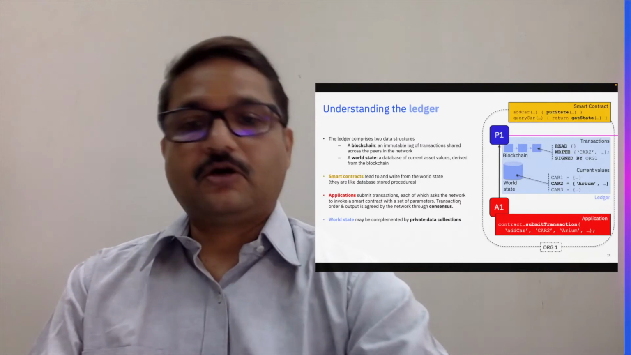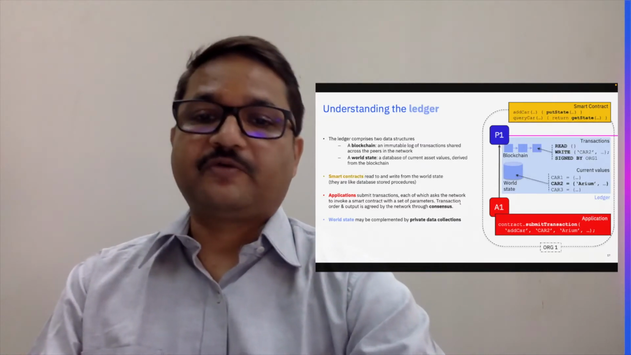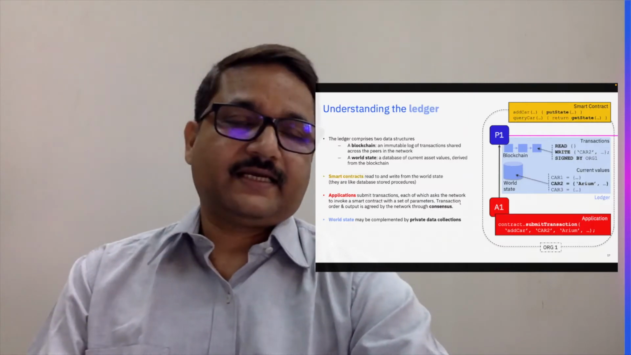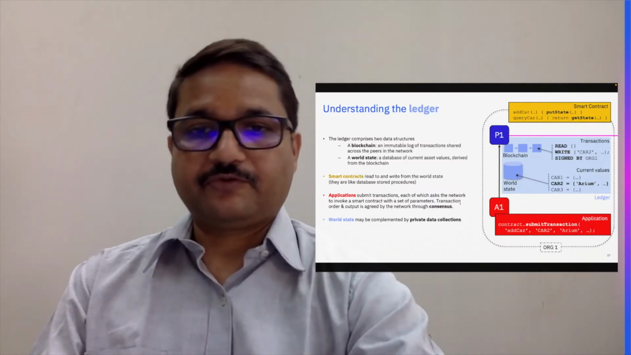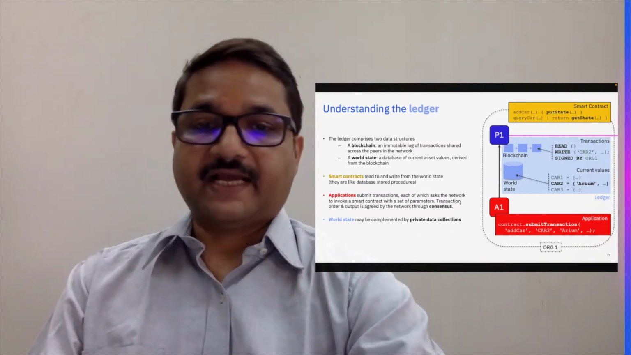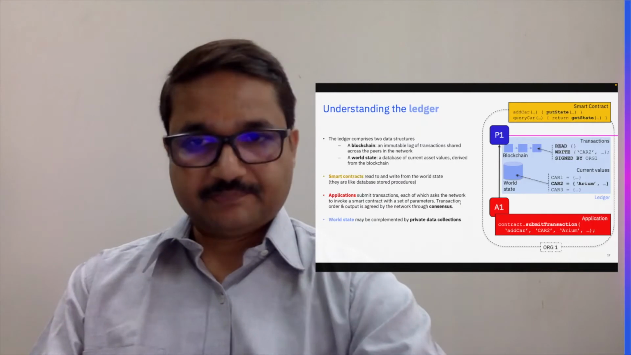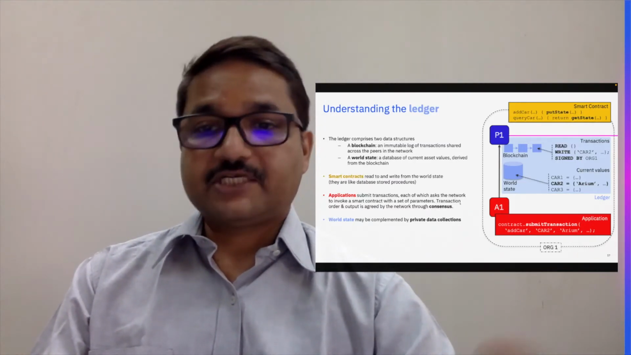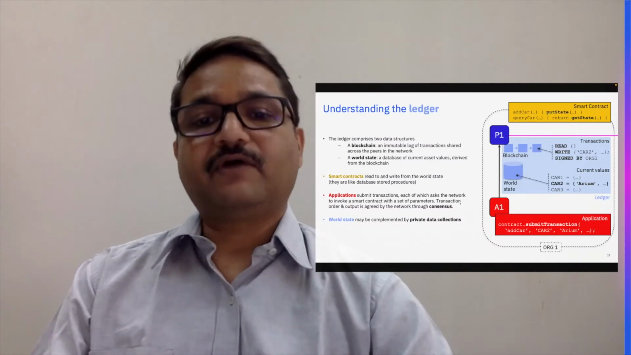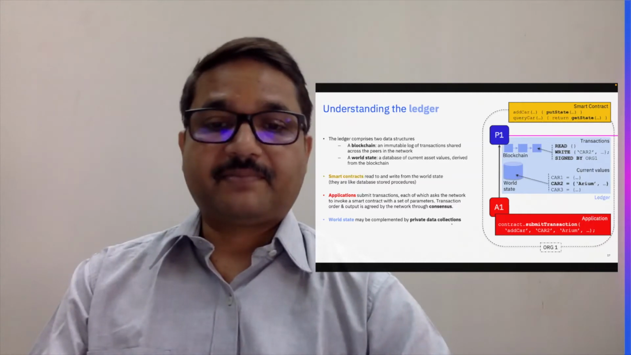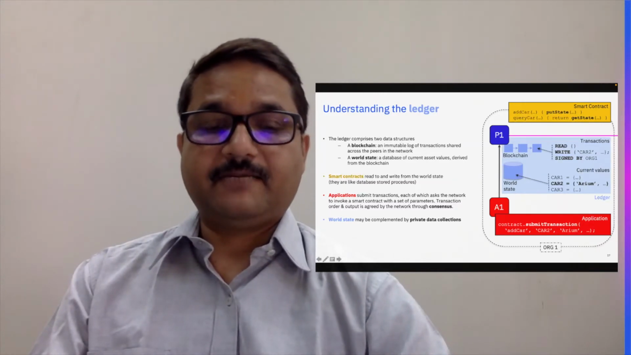Smart contracts or chaincodes are the way to read from or write to the world state. They are like stored procedures from a database point of view. We have an application which submits transactions and asks the network to invoke a smart contract with certain parameters. Transaction order and output are agreed by the network through consensus. We already talked about that. The world state may be complemented by private data collections as well, so it's really important that we understand that piece.